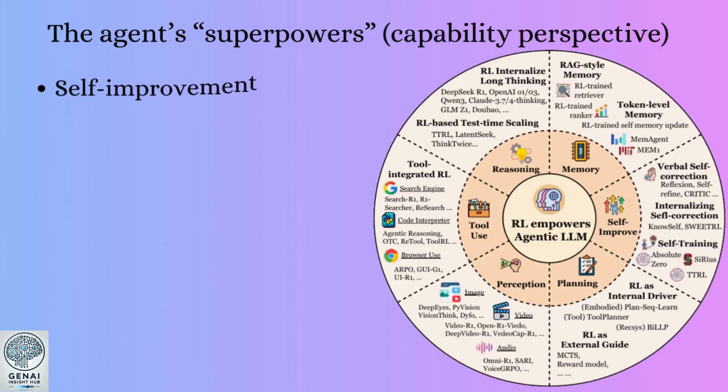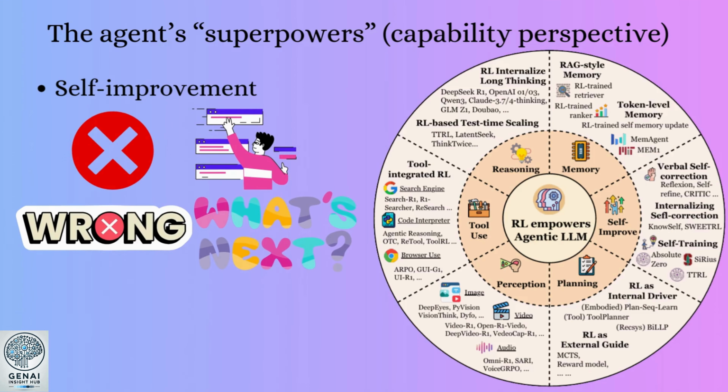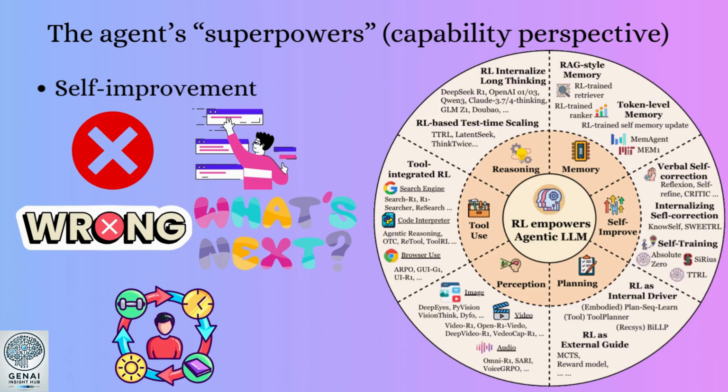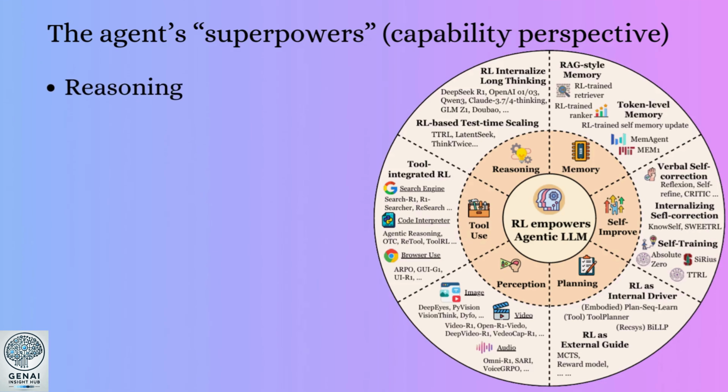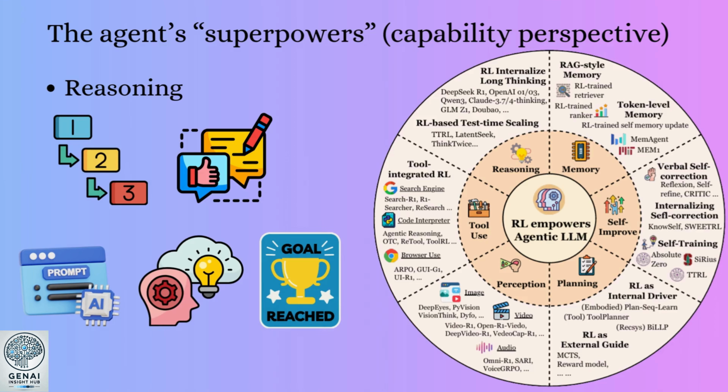Self-improvement, reflection, noticing mistakes and adjusting strategy. What went wrong? What will I try next time? RL turns reflection from a scripted trick into a trainable habit. Reasoning, multi-step thinking, like chain of thought, but grounded by feedback from the environment, not only prompts. RL nudges the model toward useful reasoning paths that actually reach goals.